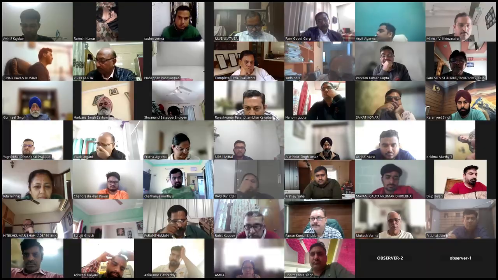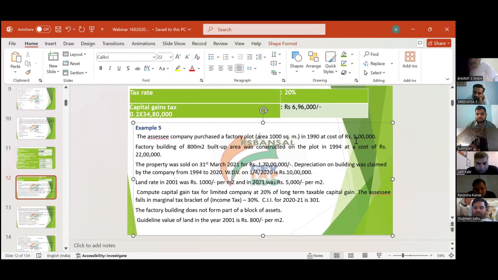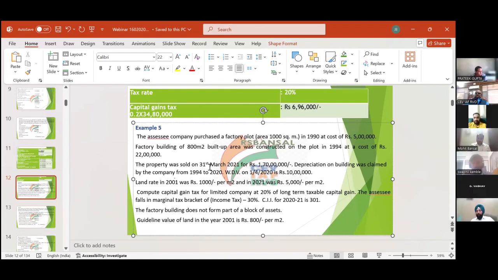The assessee company purchased a factory plot area 1000 square meter in 1990 at a cost of 5 lakh. Factory building of 800 square meter built up area was constructed on the plot in 1994 at a cost of rupees 22 lakh. The property was sold on 31st March 2021 for rupees 1 crore 70 lakh. Depreciation on building was claimed by the company from 1994 to 2020 and written down value in the books of accounts of the company was 10 lakh.